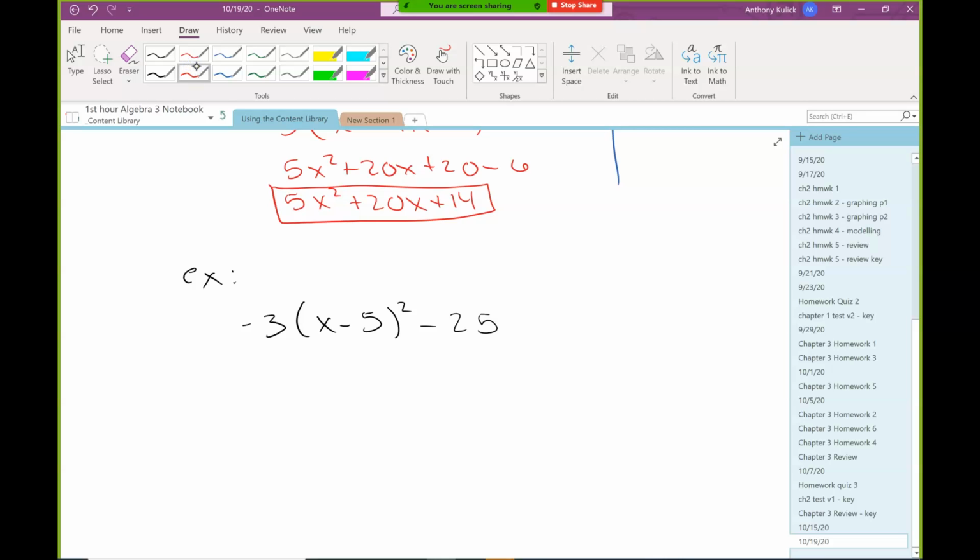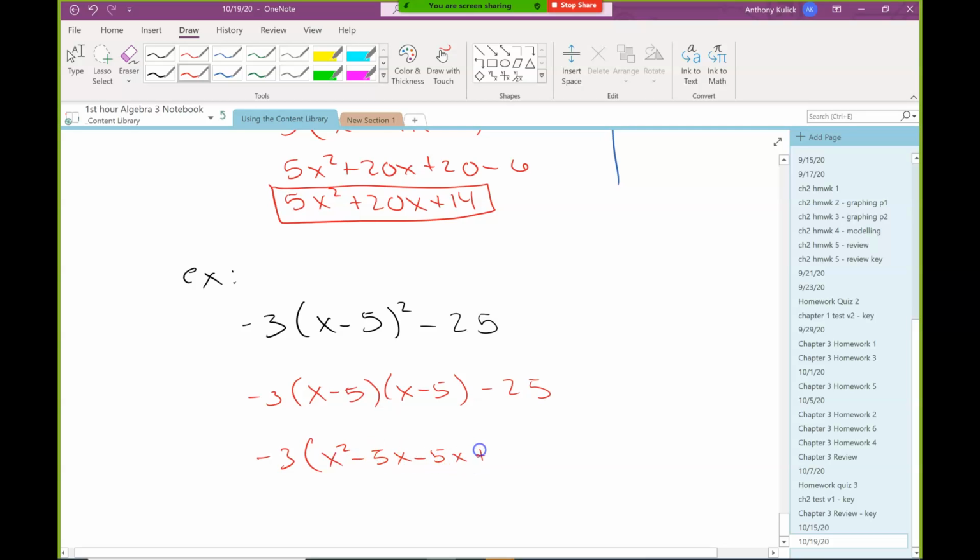So again, we're trying to write this in standard form. So the first thing we'll do is we'll expand. We'll rewrite x minus 5 squared as x minus 5 times x minus 5. And then we'll FOIL this out. And I'll pause here and let everybody catch up, as I know I was writing a little bit fast.